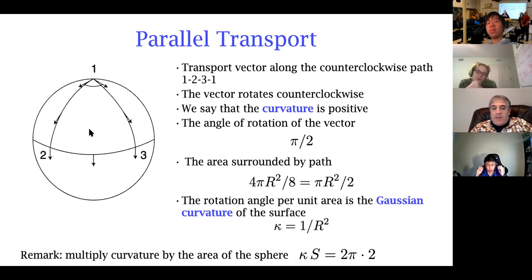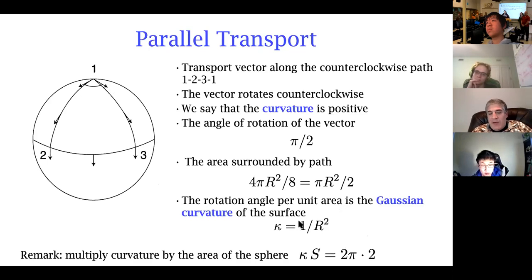Of course, I use the fact here that the curvature is the same at all points. Therefore, I just took the big path and divided. If I wanted to measure curvature locally, I would just take a small circle, or small path, a closed loop, measure the angle of rotation of the vector, and then divide by the area, and I would get curvature at that particular point.